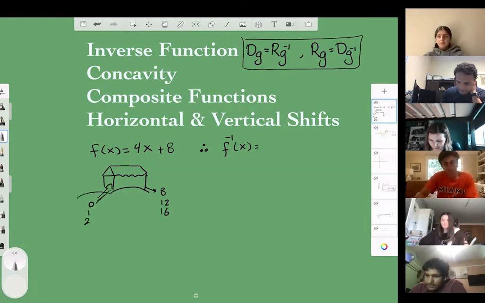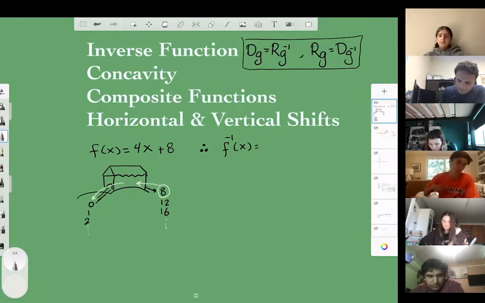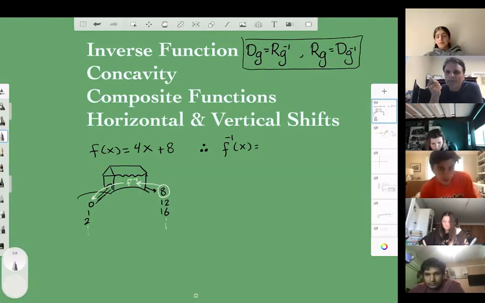So we're going to have a million different types of input and output. Now when 8 goes inside, I will get 0. This will be f inverse. I'm looking for the inverse.